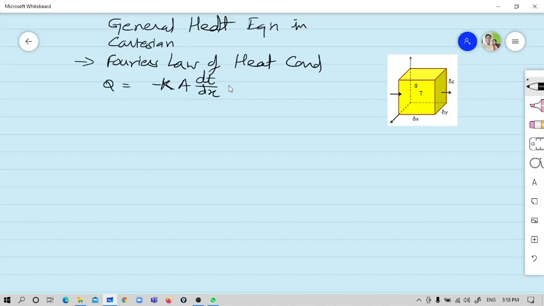Now let us assume one control volume here. Here I have assumed a control volume of length delta x, delta y, and delta z. Now this control volume is a small element, or a small part of a big material. Okay, and heat comes to this face and it leaves from this face. You can see here.